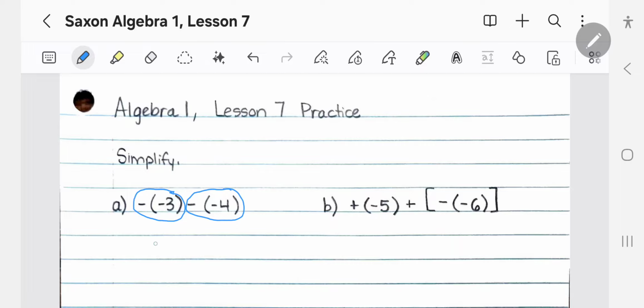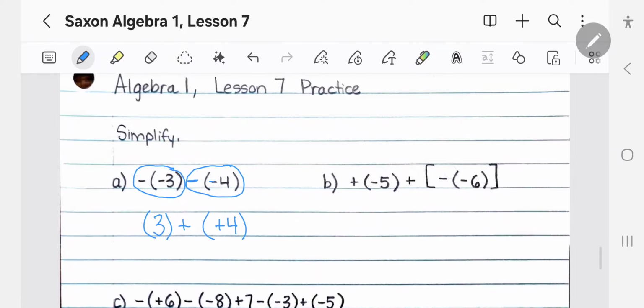The opposite of negative 3 is positive 3. I'm going to insert a plus sign, and then here I have the opposite of negative 4, which is a positive 4. Now I'm going to combine. I have two positives, so I add them, get 7, and I keep the same sign. So the answer to A is 7.